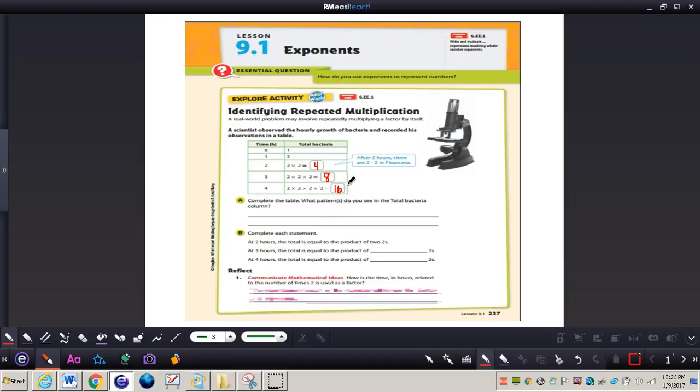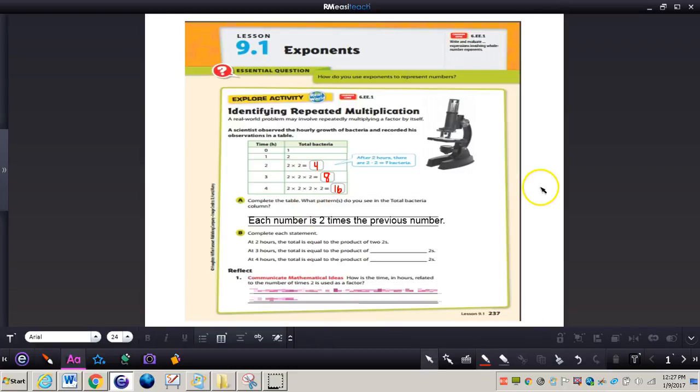So taking a look at A, it says what patterns do you see in the total bacteria column? We can see each number is 2 times the previous number. And I want you to copy that down and place it right in that section A on page 237. Now let's take a look at section B.